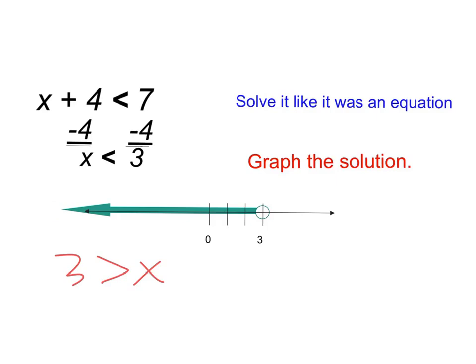So what this really means is that every value less than 3, not including 3, is part of the solution. Any value that you could pick on this green line, as far down as you could go, and if you plugged it into the inequality, it will check. It'll be correct. It'll be a true inequality statement. Okay? Again, simple, basic stuff that you know.